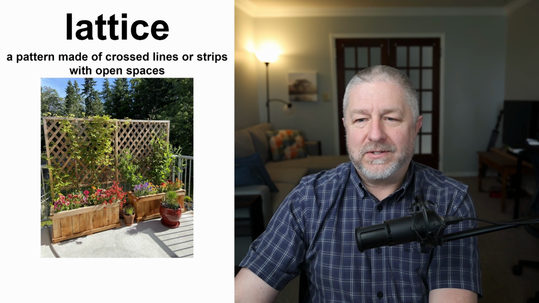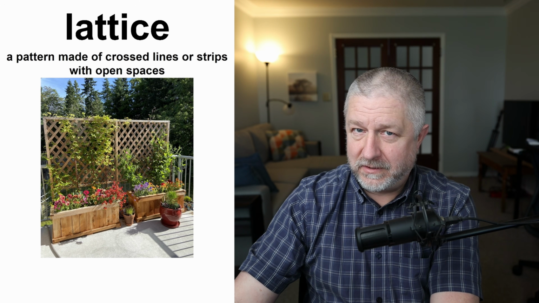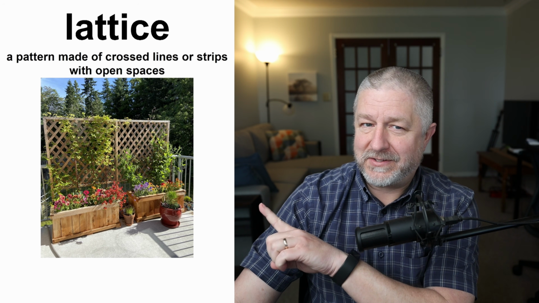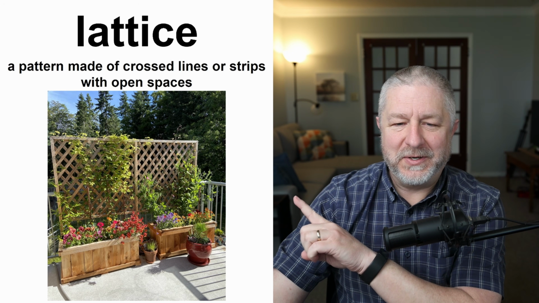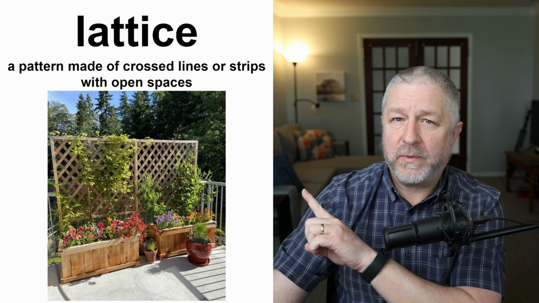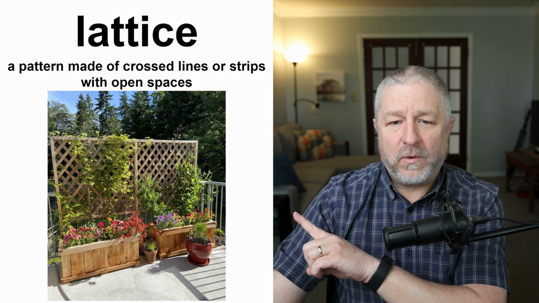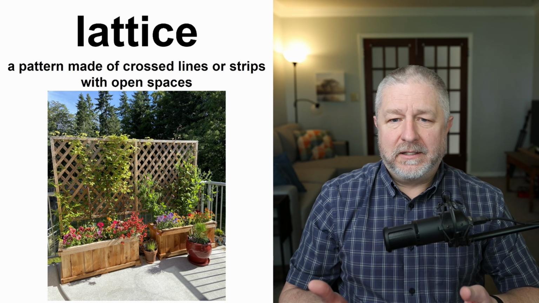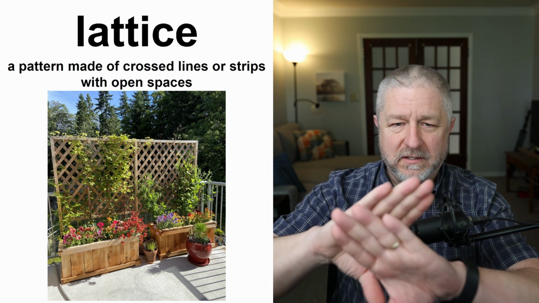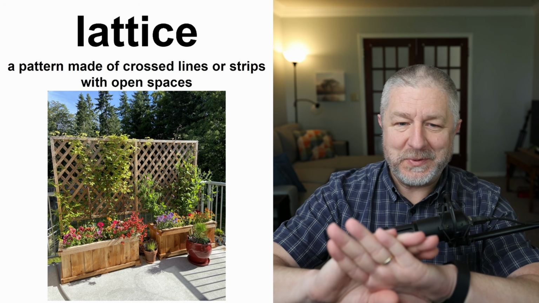Lattice. So let me say that again, lattice. Now we eat lettuce, but this pattern is a lattice. So I hope you can hear the difference. A pattern made of crossed lines or strips with open spaces. You will often see lattice when you sit on someone's deck. They might have a fence that's made of lattice, which is pieces of wood that cross, a pattern made of crossed lines or strips with open spaces.